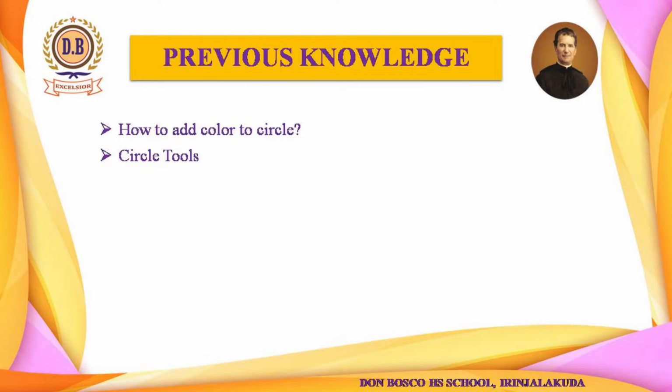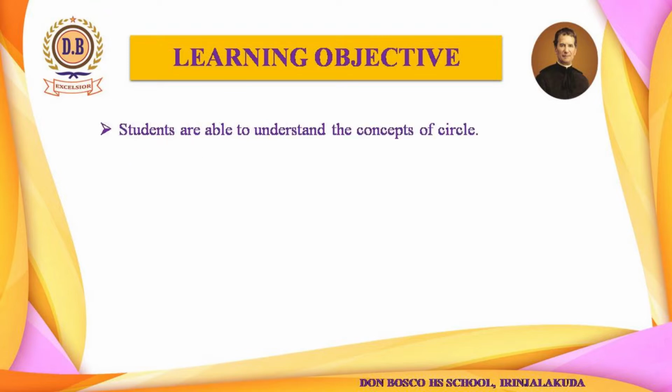In the last class, we studied two topics: how to color a circle in GeoGebra and different methods of drawing a circle in GeoGebra. We studied four methods of drawing a circle in GeoGebra. By learning this chapter, the students are able to understand the basics of a circle: what is radius, what is diameter, etc.